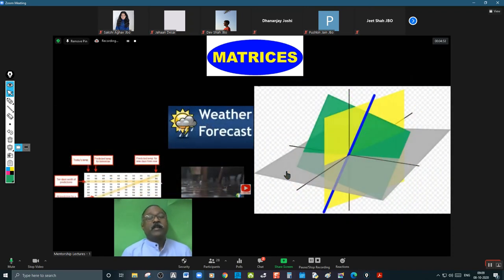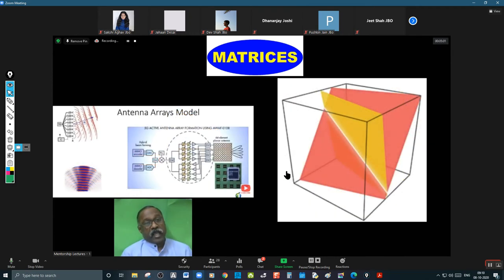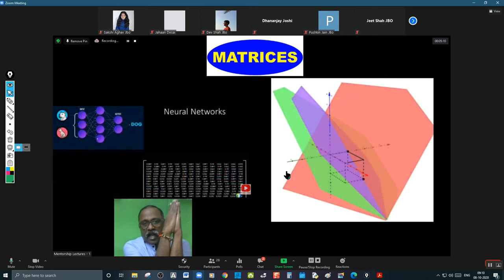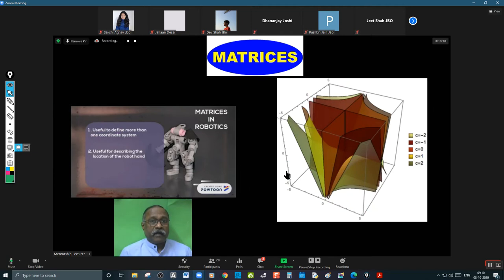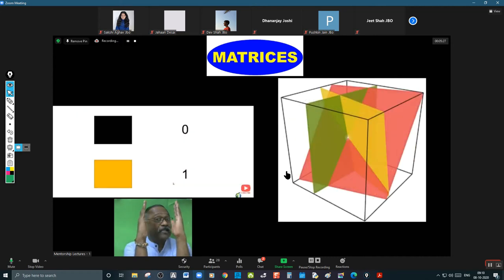A1 by A2 not equal to B1 by B2. Then we say that the lines intersect each other, and hence it will have unique solution. A1 by A2 is equal to B1 by B2 is equal to C1 by C2. Then the lines will coincide with each other, and thereby you'll have many solutions. If A1 by A2 is equal to B1 by B2 but not equal to C1 by C2, lines are parallel to each other. Lines are parallel to each other means how many solutions do you have? No solution.